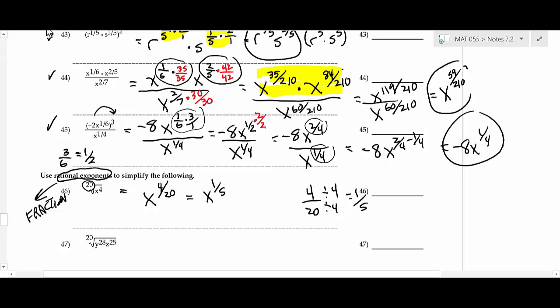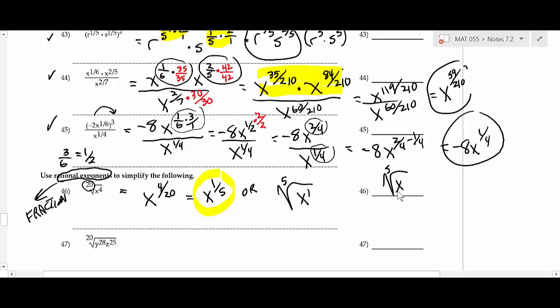Now, I didn't really write the directions on here. You could either stop there, that's okay, or you could change it back into a radical. So if you change it into a radical, where does the 5 go? Does that go under the radical, or is that the name of the radical? That's the name of the radical. Then you'd have x to the first. So the answer would just be the 5th root of x. You don't have to put x to the first because that's x anyway.